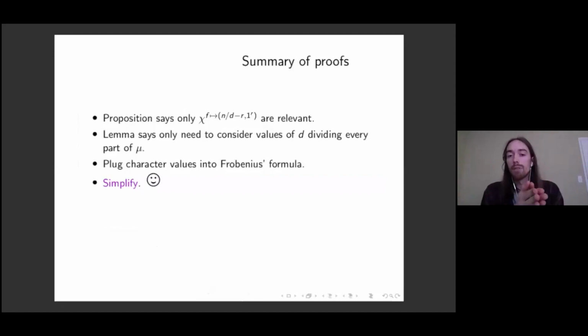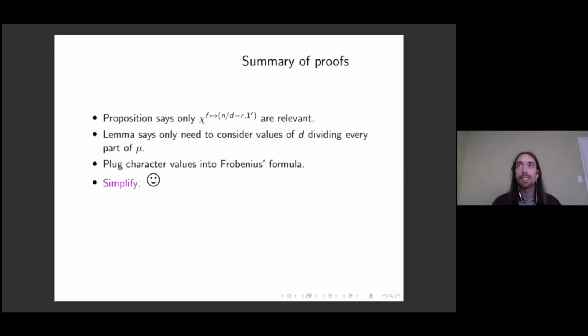The lemma that I wrote down says that we only need to consider values of d, the degree of that polynomial f, that divide every single part of mu, and basically plug in the character values to the Frobenius formula. And then I highlighted this word simplified, because actually getting that down to what looks so much like the symmetric group result is the weirdness after that. Basically, having all those extra terms that come from the eigenvalues of the matrices that you're plugging in, you've just got to deal with them.